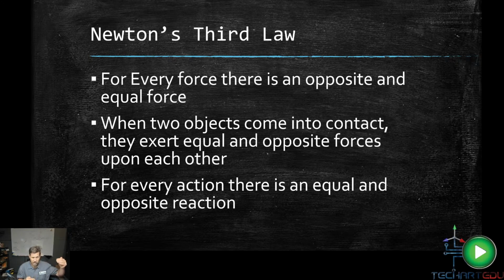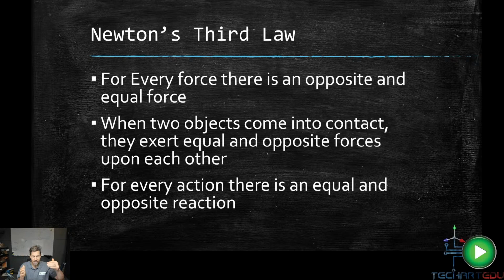So therefore, if you hit an object, that object hits back with the exact amount of force. Now, if one object is bigger than another, and this force hits this object with less force, well, then that object is going to get pushed backwards.